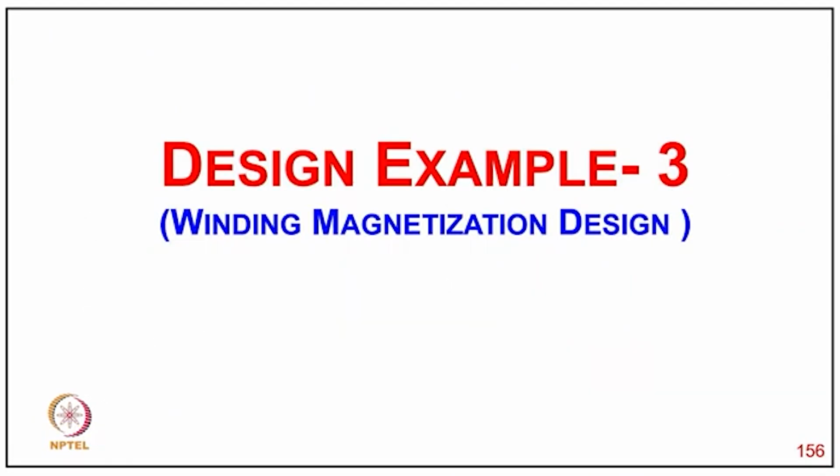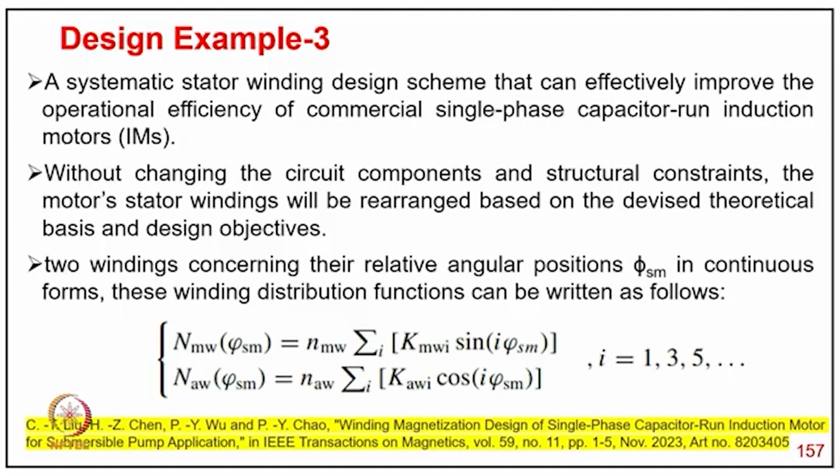So now coming to design example 3, winding magnetization design. A systematic stator winding design scheme that can effectively improve the operational efficiency of a commercial single phase Western motor, without changing the circuit component and structural constraint. The motor stator winding is arranged based on the theoretical basis of design, with the two windings considered in their relative angular position in continuous form.